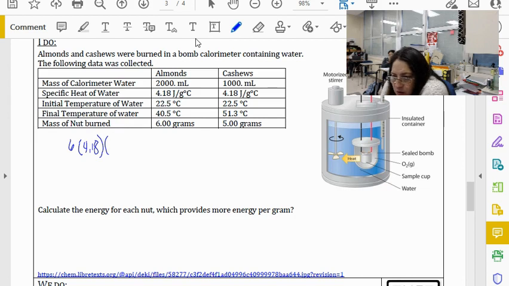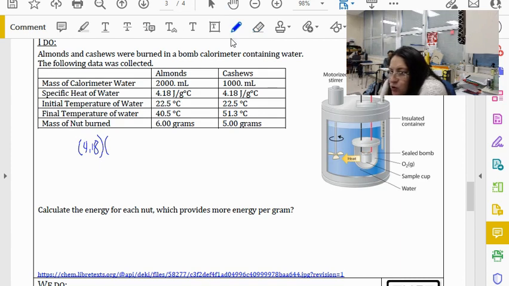Wait a minute, this is not going to work out. Wait a minute. This is mass of nut. How much water do we have? Okay, so that's what we need to use is our water. Hold on. Let me erase this. I need to use my mass of my water because I'm using the specific heat of the water here. And we're also using the change in temperature of the water.